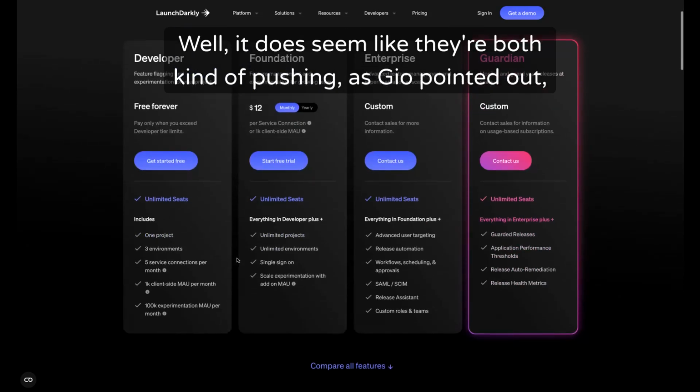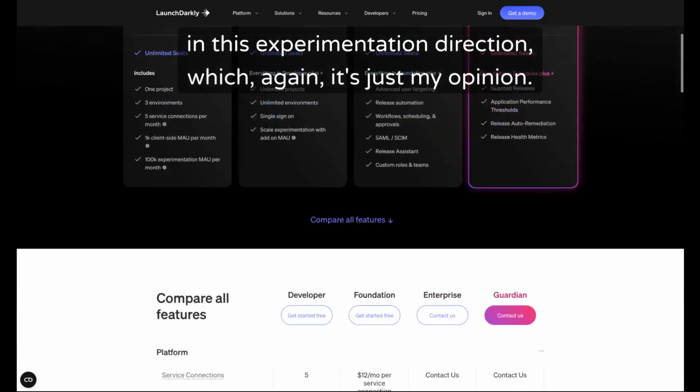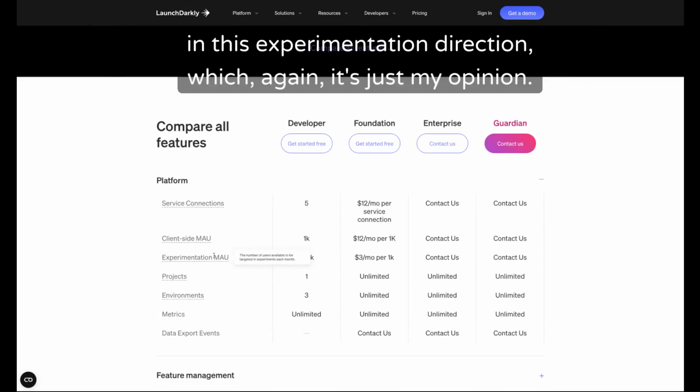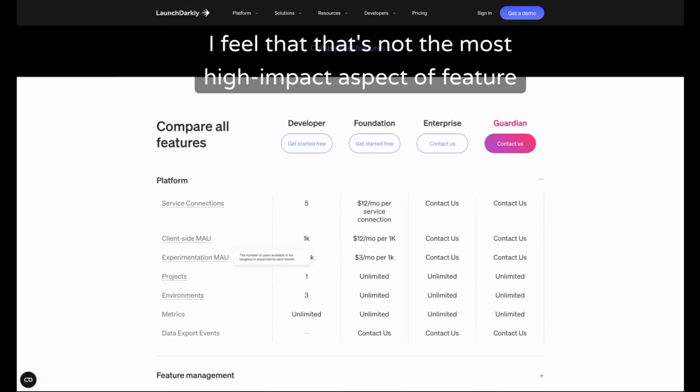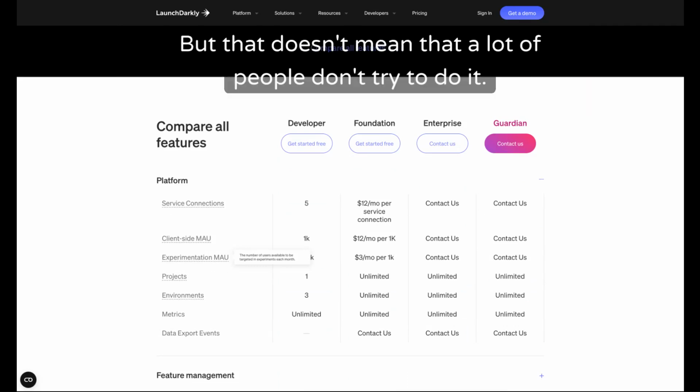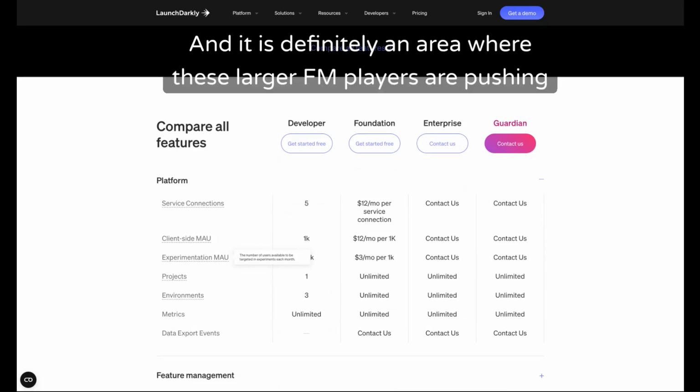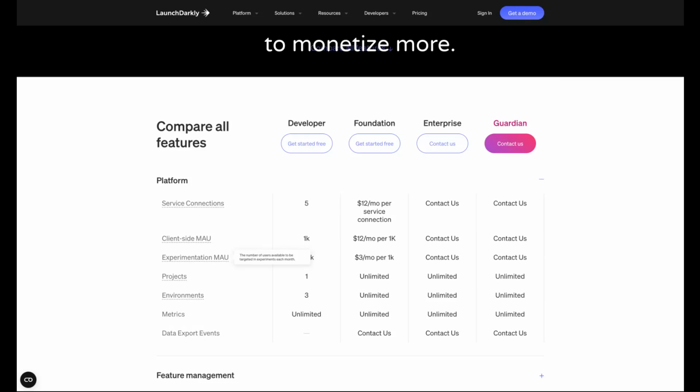Well, it does seem like they're both pushing, as Gio pointed out, in this experimentation direction, which, again, it's just my opinion, I feel is not the most high impact aspect of feature management, but that doesn't mean a lot of people don't try to do it, right? And it is definitely an area where these larger FM players are pushing to monetize more. So it's similar in that way, I think.